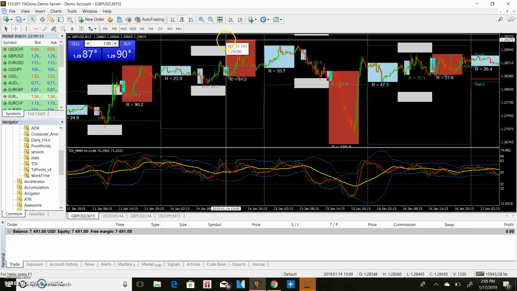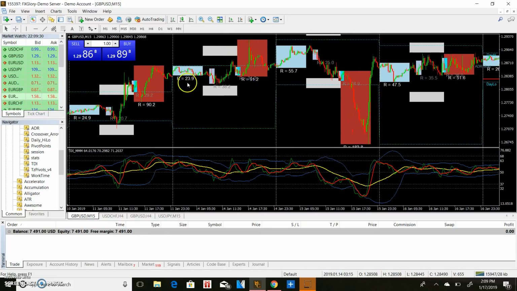This is how you can measure your pips and how much money you make. So let's see, from this box to this box is around 91 pips, that's what it tells you right here. You see these 23.9, that's 23 pips right there. 90 pips from here to here.